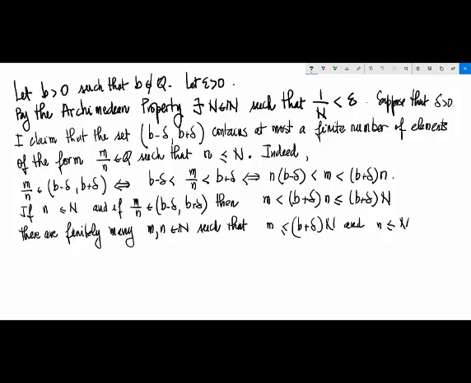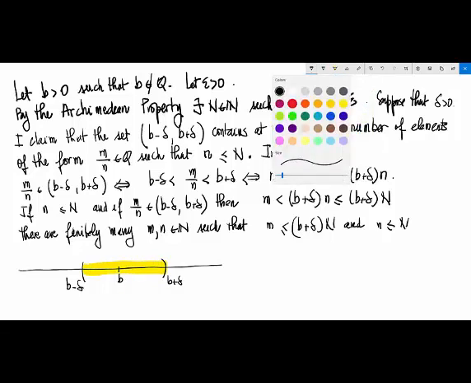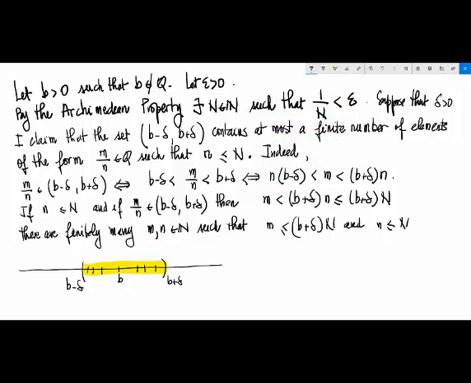The point here is the following. If I consider this set, the open interval centered at b and radius delta, this set will contain finitely many elements of the type m over n, which are rational numbers such that m and n are natural numbers and n is less or equal to big N. So we'll proceed as follows.